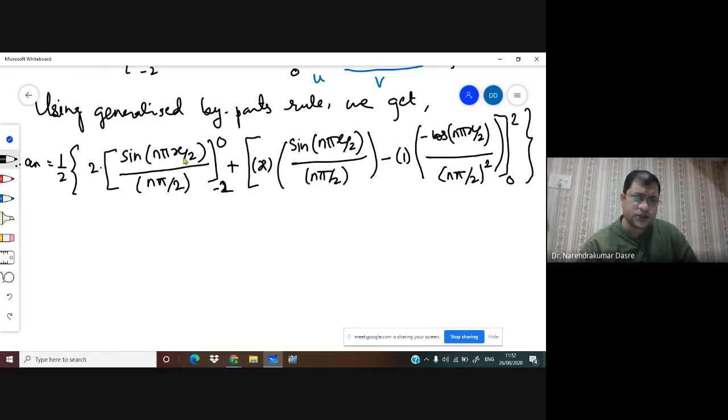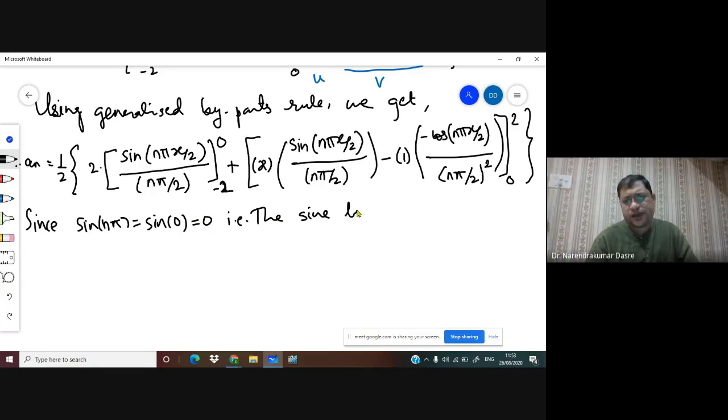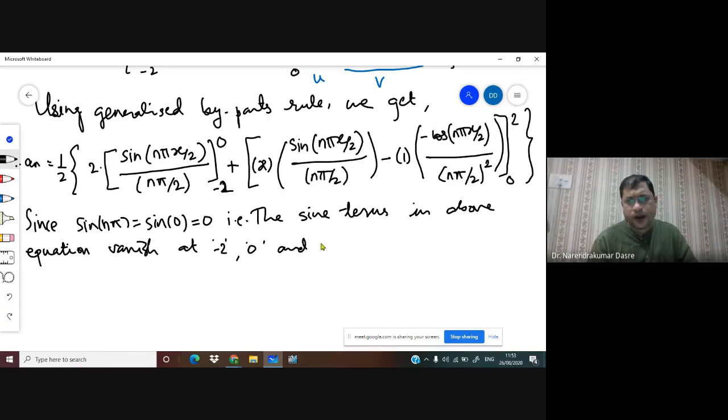So what we know is, sine 0 is 0. If I put minus n pi, I'll get sine of minus n pi. Sine of minus theta is minus sine theta, so I'll get sine of n pi. Here, sine of 0 is 0, sine of n pi is 0. Here also sine of 0 is 0, sine of n pi is 0. So this value vanishes at both the limits. This value also vanishes at both the limits. So the only remaining will be this value. And hence we write, since sine of n pi is equal to sine of 0 is equal to 0, the sine terms in the equation vanish at minus 2, 0 and 2.